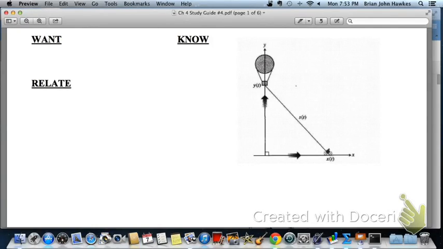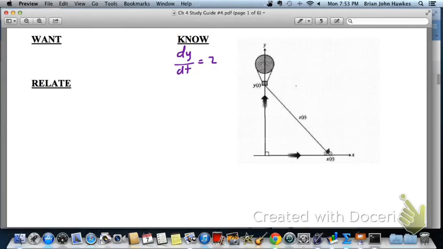So a balloon is rising vertically above a level, straight road at a constant rate of 2 feet per second. So we know that dy/dt is equal to 2. And then it says just when the balloon is 30 feet above the ground, a bicycle moving at a rate of 5 feet per second passes under it.